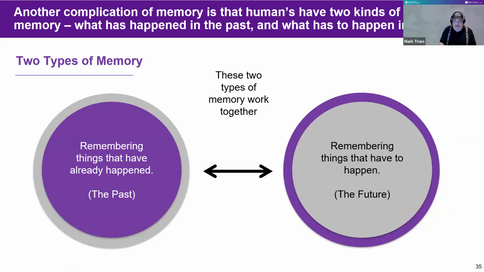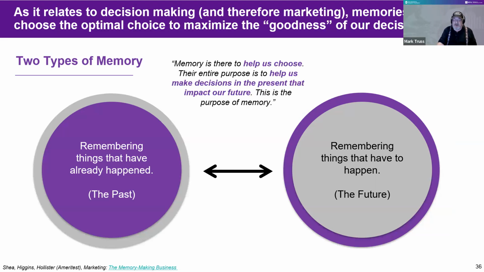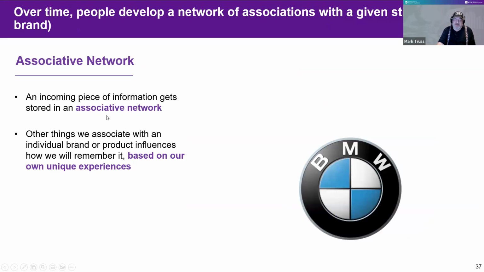There are two types of memory, if you think about it. There's remembering things that have happened to us already, things from the past, and remembering things that have to happen, things I have to do in the future, right? And these two types of memory work together because memory is there to help us choose. Their entire purpose is to help us make decisions in the present that will impact our future. That's the whole purpose of memory. And if you think about it, an incoming piece of information gets stored in what we call an associative network. Other things we associate with a brand or product influence how we remember it. So if I say to you BMW, within a fraction of a second, your brain starts connecting to everything else you've ever associated with BMW.